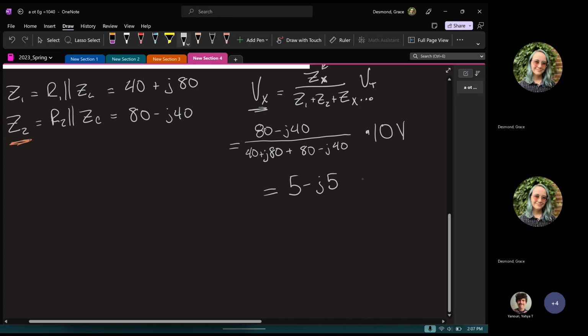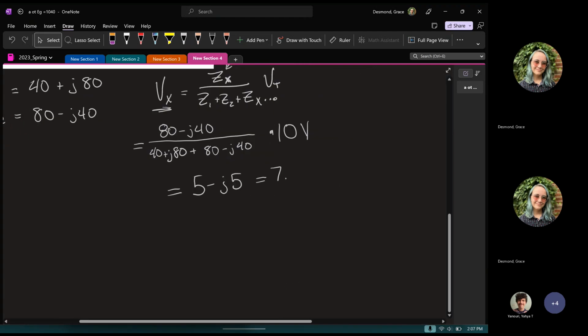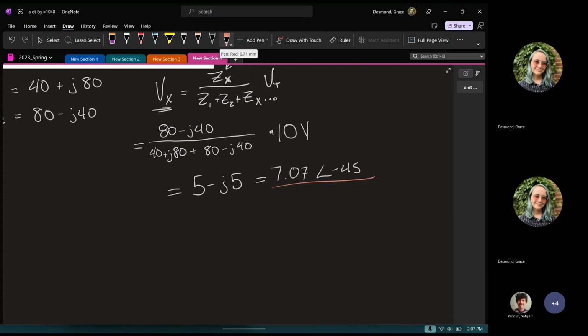Which is equal to, and what did we say it was equal to in polar? Can you give it to me in decimal? In decimal, 7.07. Do you care about the square root or no? If it's in time domain, I would want decimal. Okay. 7.07 negative 45, right? So how do we put an answer that is in polar back into the time domain?